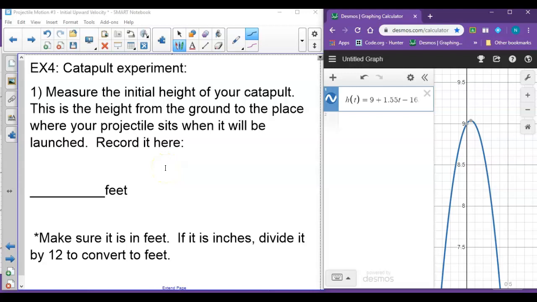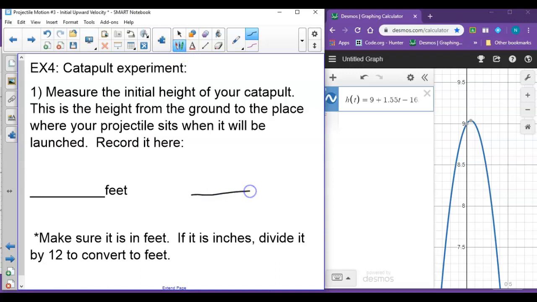The first thing you're going to do is measure the initial height of your catapult. If you've got some sort of catapult that looks something like this, and right here is where you sit your little tiny pumpkin or rock, you want to measure this height: from that little cup where your pumpkin is thrown from down to the ground right here.